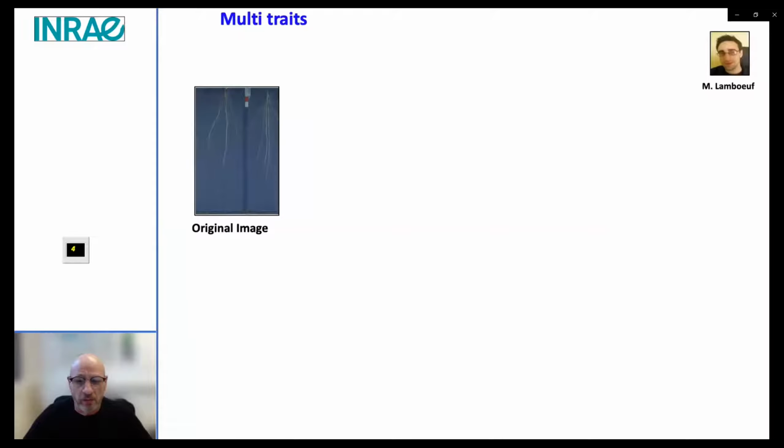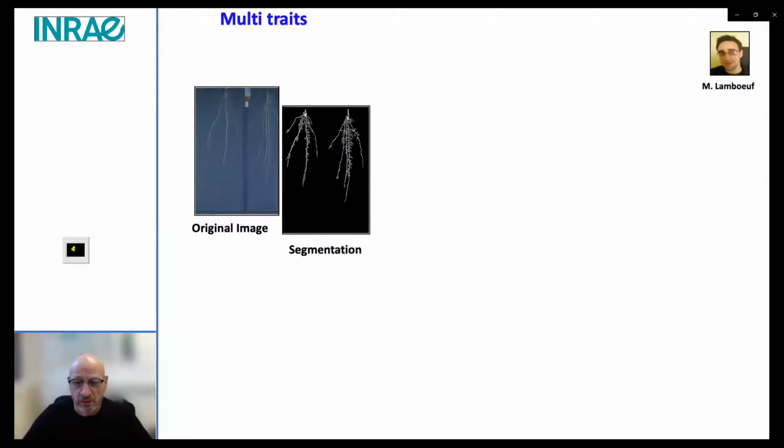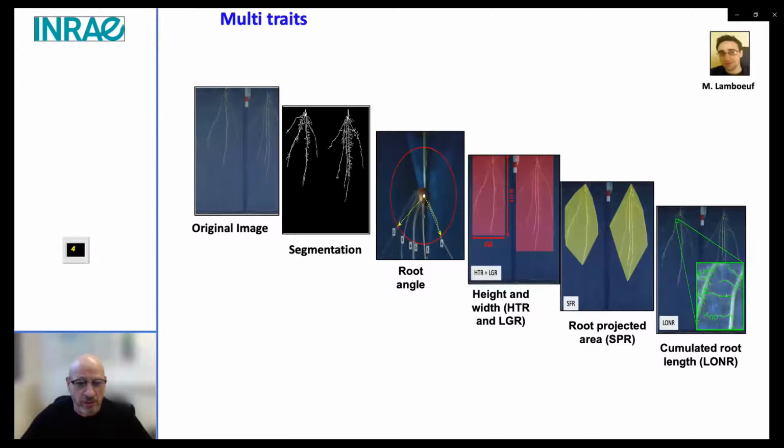Using these tools, we gain images which are segmented to extract the forms of interest. We can also use our algorithms to get other root traits, such as root angle, height and width, or root projected area. These help us to assess root system architecture dynamics non-destructively.